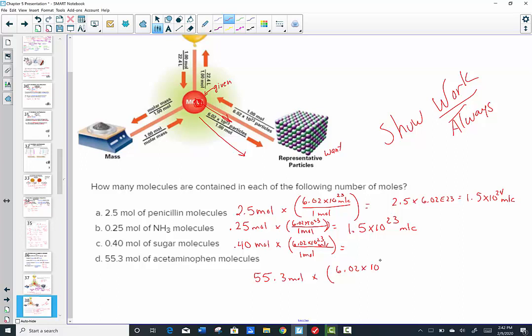The conversion between the mole and the individual particle relies on Avogadro's number, 6.02 times 10 to the 23rd. 0.4 times Avogadro's number gives me a value of 2.4 times 10 to the 23rd molecules. 55.3 times Avogadro gives me 3.33 times 10 to the 25th power molecules. Mole times Avogadro converts it into individual particles. As our mole map suggests, heading out of the mole, we use Avogadro and multiply.